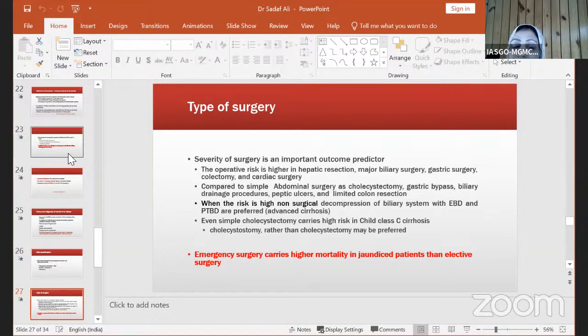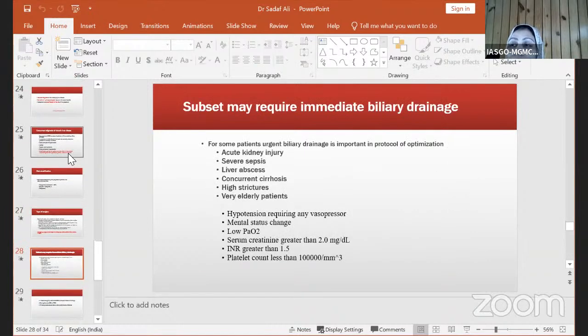Again, the nature of surgery, done electively or emergently, is very important to determine mortality and complications in this subset of patients: obstructive jaundice, CLD, or a combination of the two. And then you have already discussed that in some patients an immediate drainage of the biliary system should be done, especially in the presence of acute kidney injury, severe sepsis, concurrent liver abscess, cirrhosis, high strictures, and very elderly patients.